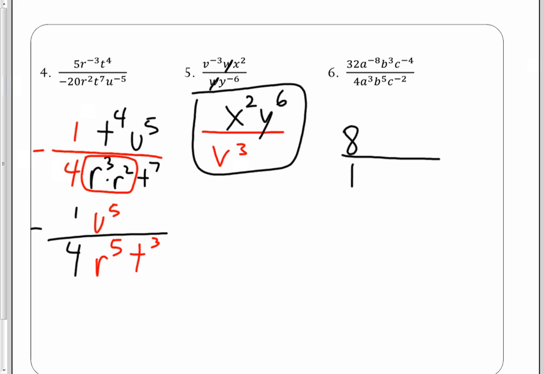Start by flipping the negatives. Let's flip the negatives. I'm going to move A8 to the bottom, but what A is already there? A3. I've got B3 up here, B5. Those are all positive. Where should the C4 go? On the bottom. And the C2? On the top.